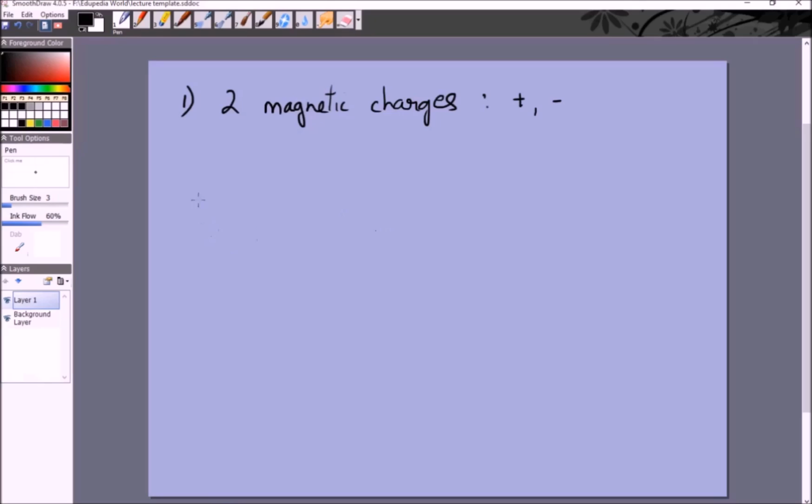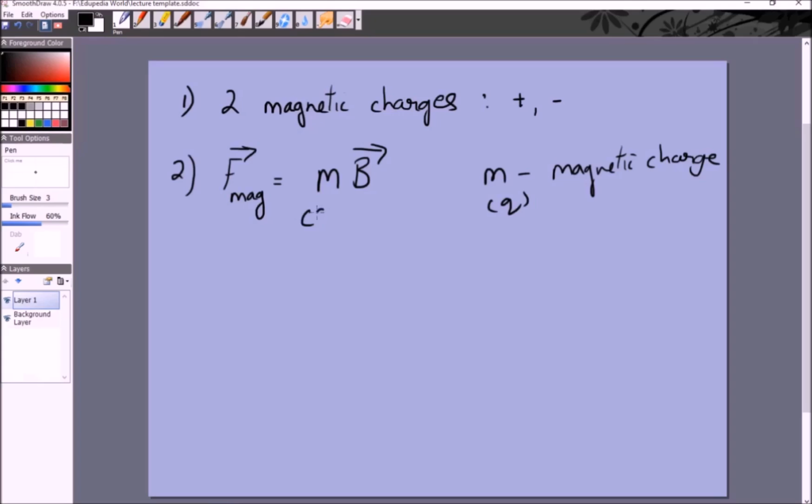The second assumption might be that the force due to the magnetic field on a particle that has a magnetic charge M will be MB. M is the symbol for magnetic charge. It is the analog of q. MB is the analog of qE, F is equal to qE.